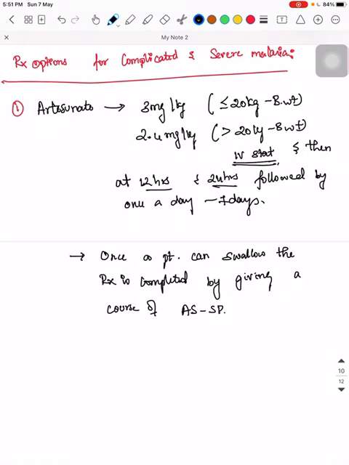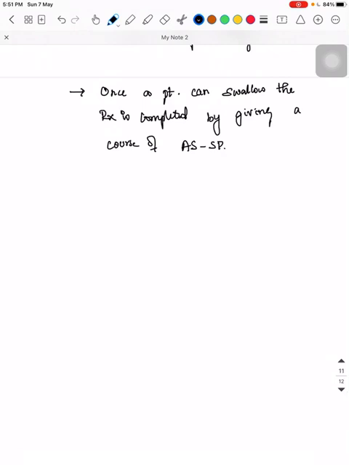So this is about the treatment regimens for uncomplicated Plasmodium vivax infection, uncomplicated Plasmodium falciparum, and complicated and severe malaria.